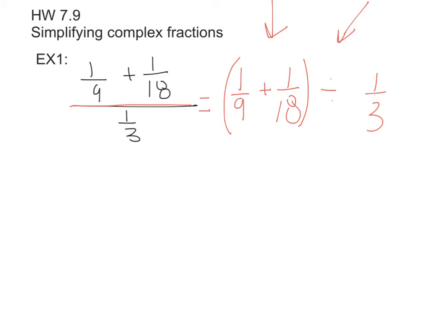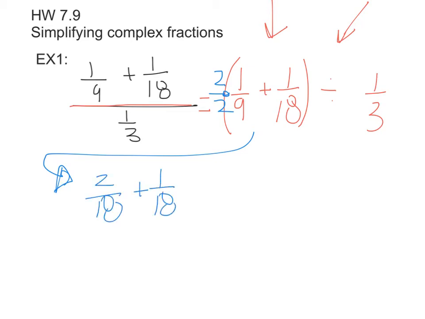Okay, so 1/9 plus 1/18. Well, I need to get the denominators the same, and this one's pretty simple. I just multiply the 1/9 by 2 on the top and 2 on the bottom. And now that gives me 2/18 plus 1/18. And if I add that, I get 3/18. And actually, I can simplify this. I don't have to, but I can. It's easy enough to simplify it, so I will. If I divide the top and bottom by 3, I get 1/6. Okay, so this 1/6 is equivalent to that 1/9 plus 1/18.